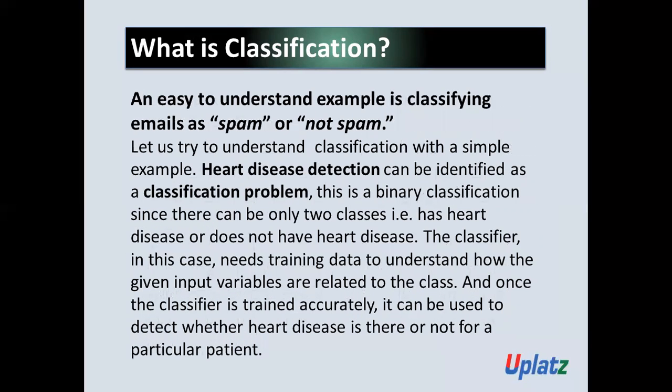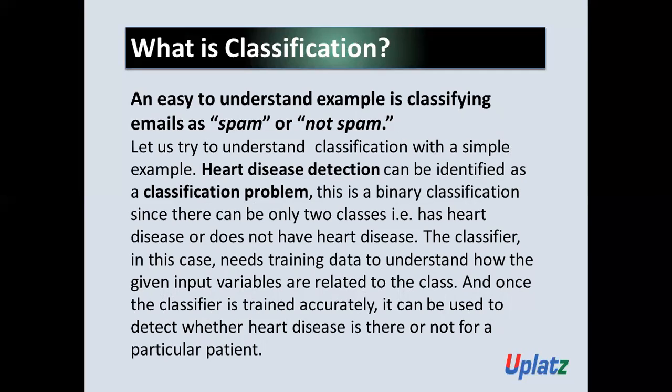An easy to understand example of classification is classifying an email as spam or not spam. I hope you know Gmail. In Gmail, you receive emails in your inbox, or sometimes you receive emails in spam. So classifying your email as spam or not spam is one example of classification. Let us try to understand classification with the help of some other example.